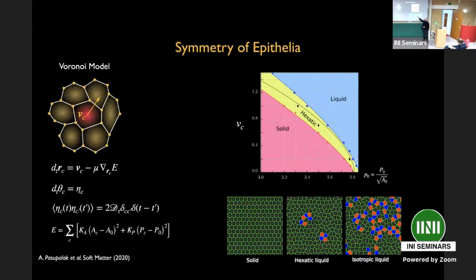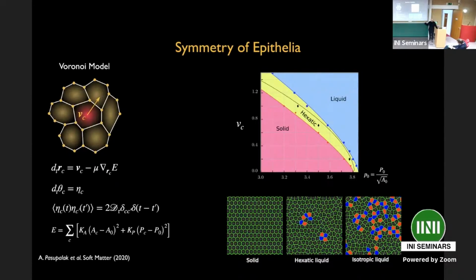So there is an intermediate state where the positional correlation of the cells decays exponentially, but the orientation of the polygons in fact decays with a power law. And this is a fingerprint of quasi-long-range order, or in other words, a liquid crystal.